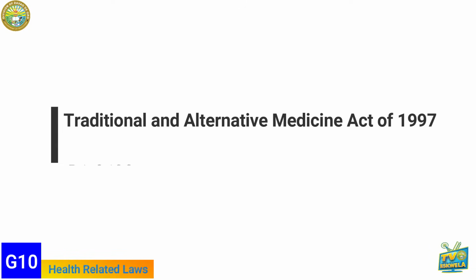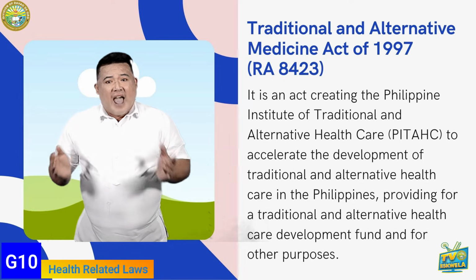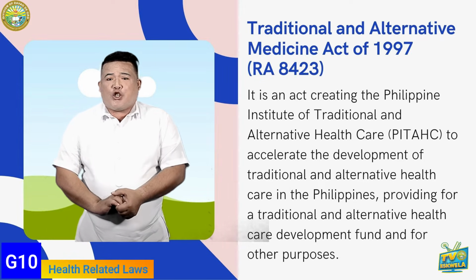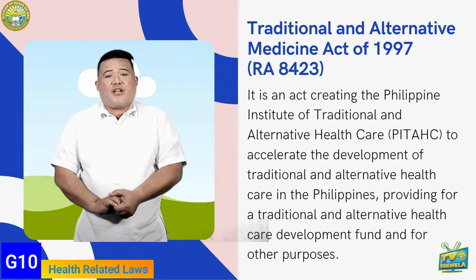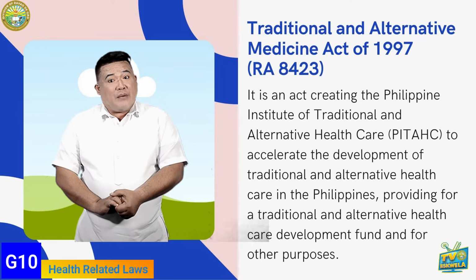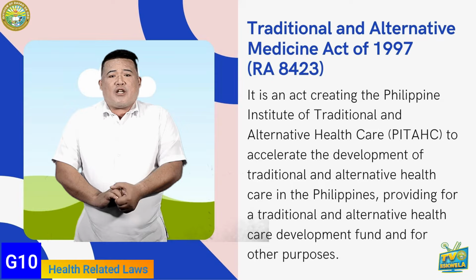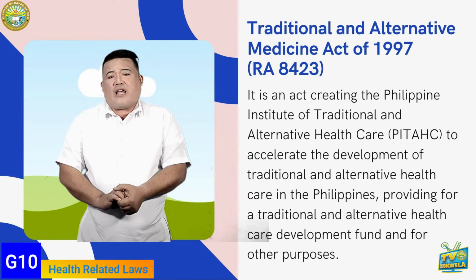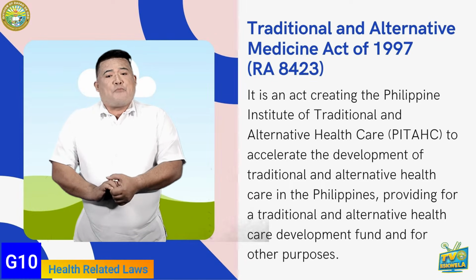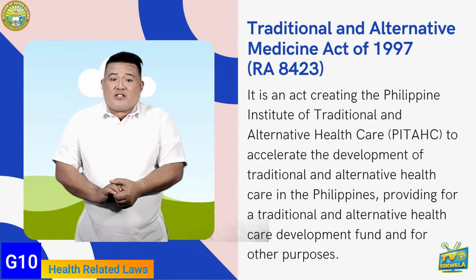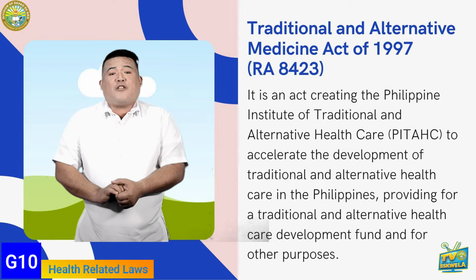Second, the Traditional and Alternative Medicine Act of 1997, otherwise known as RA 8423. It is an act creating the Philippine Institute of Traditional and Alternative Health Care, or PITAHC, to accelerate the development of traditional and alternative health care in the Philippines, providing for a traditional and alternative health care development fund and for other purposes.